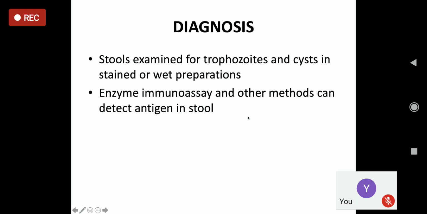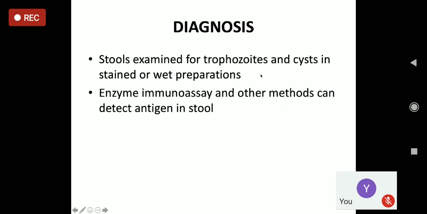That means we'll put a drop of normal saline over a glass slide, and we'll take a very small amount of stool sample and emulsify it over that drop, cover it with the cover slip, and then observe under the microscope. In the microscope, we will look for the trophozoite and cyst of Entamoeba histolytica.